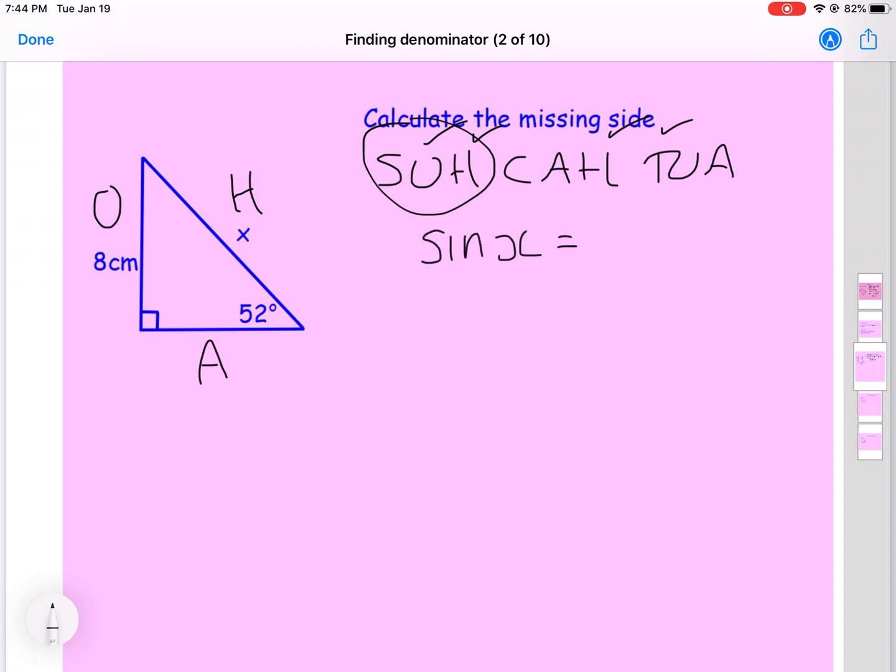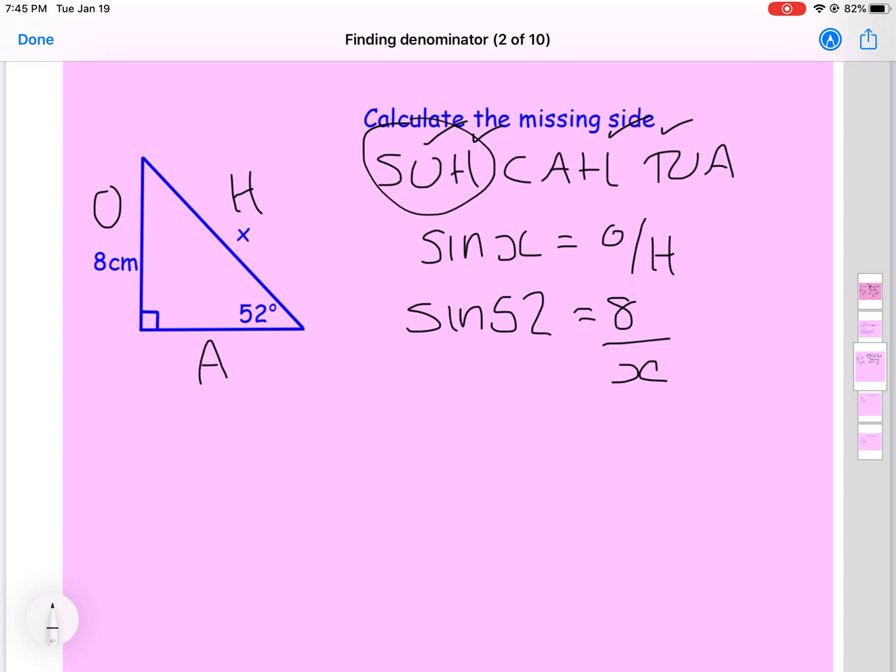Now this first step is the same no matter whether we find a side, an angle, or a denominator. This next step is the one that changes things a little bit. So x is the angle, sine 52 in this case. O this time is 8, and the x is our denominator. So we've got to do a little bit of rearranging here.